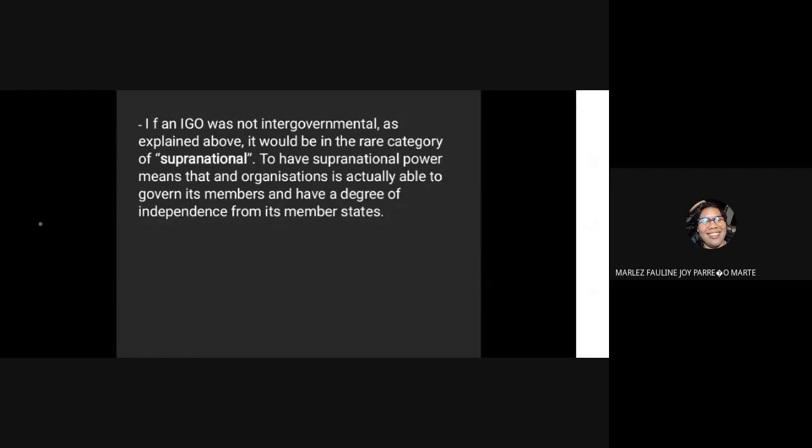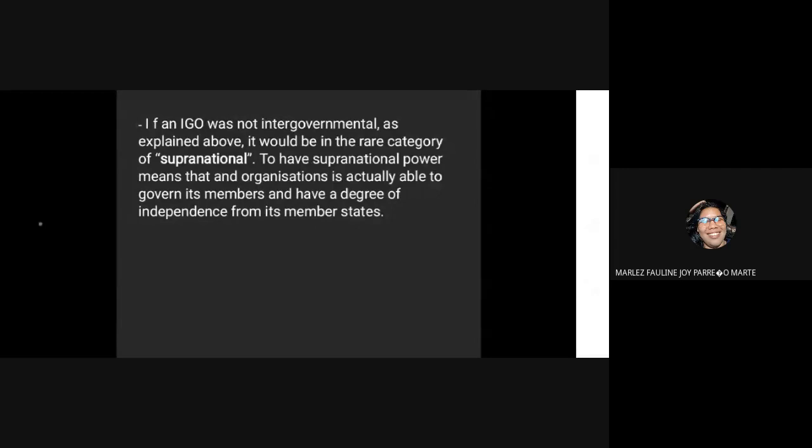So, the question is, what if an international governmental organization is not intergovernmental? That would belong to what we call supranational. Supranational power means that an organization is actually able to govern its members and have a degree of independence from its member states. So it is supranational rather than intergovernmental, in the sense that they are able to stand independently.